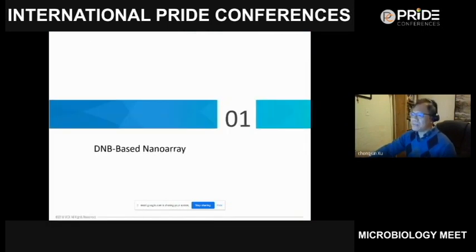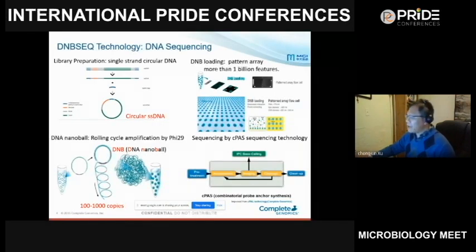At first, let me introduce what DNB-based nano arrays are. The DNB-based nano array is a component in the DNA sequencing kits developed by MGI Tech. We are using the one called DNB-seq. Basically, after we purify the double-stranded DNA, we make this DNA into a circularized single-stranded DNA format. Then we use rolling circle amplification catalyzed by the phi29 polymerase to form a DNB.